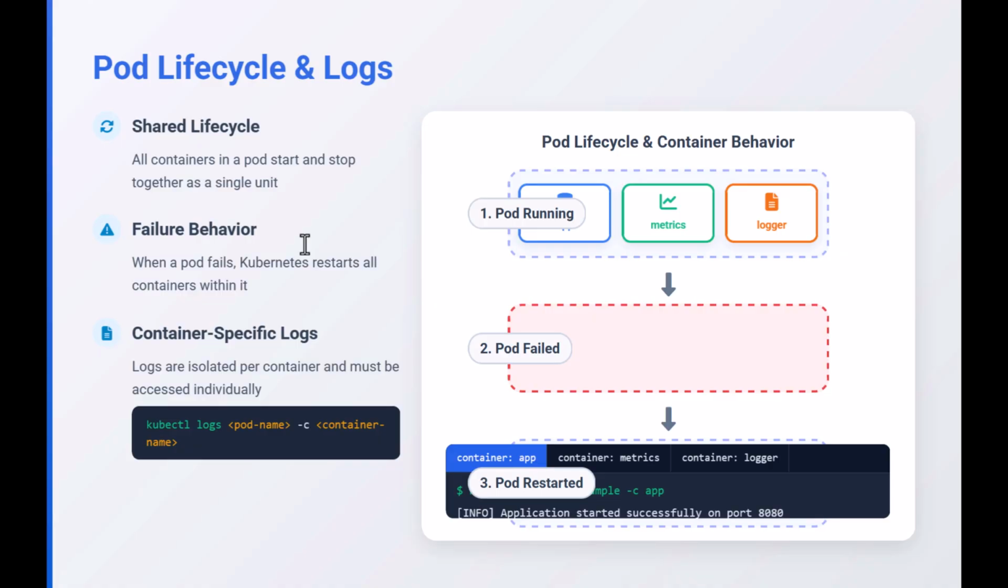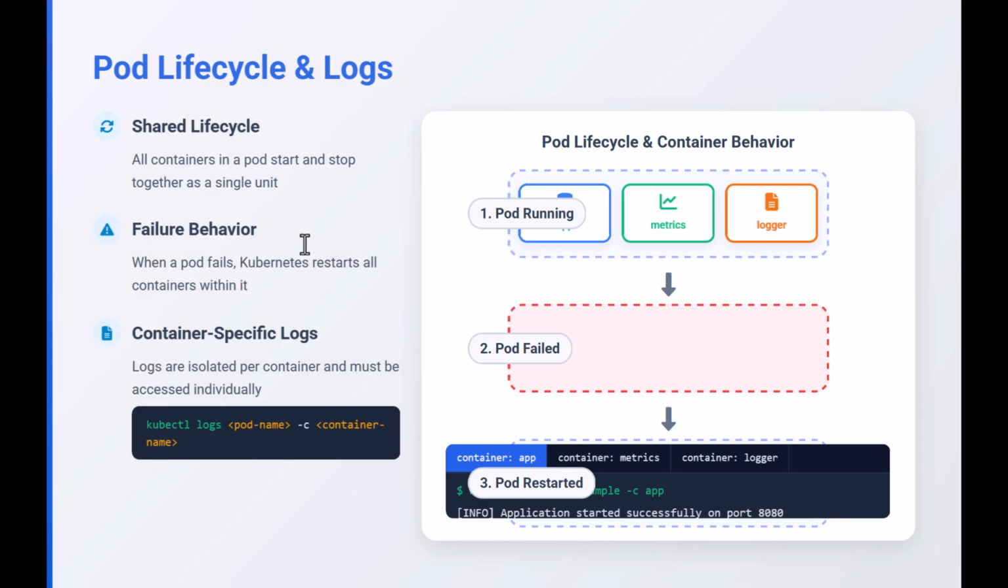Now let's talk about what happens during a pod's lifecycle, especially how it starts, fails, and restarts, along with how we handle the logs in multi-container pods. First is shared lifecycle. All containers inside a pod start and stop together. They are treated as one unit. So if the pod is up, all containers are running. If the pod is deleted, they are all gone together.